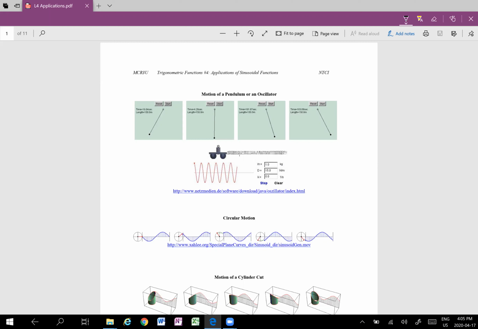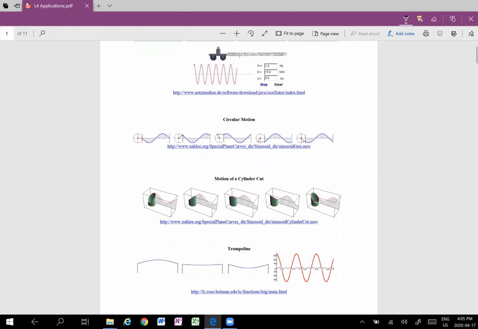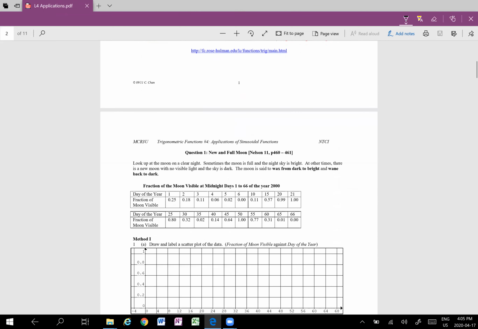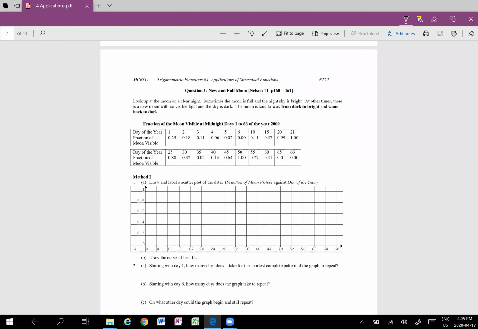This first page has really good applications of the sinusoidal applications we're supposed to be looking at. Please don't try to click on any of those links, I think they're out of date. A pendulum is a good example. A trampoline going up and down, a swing is also a good example of sinusoidal functions. What I'm going to be doing with you right now is walking us through the questions, especially on page 2.